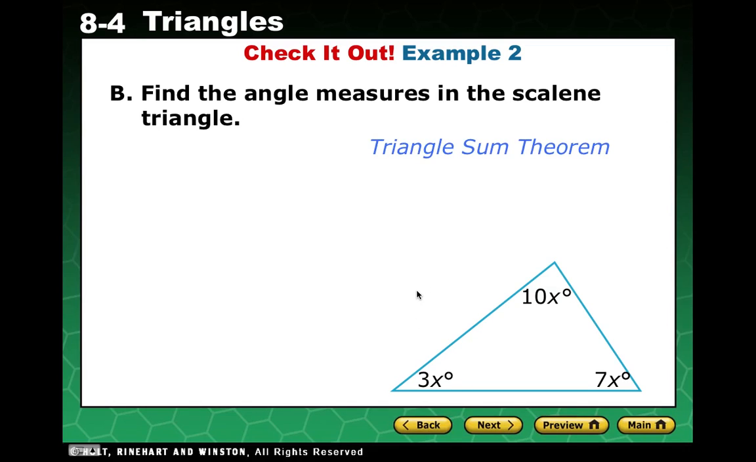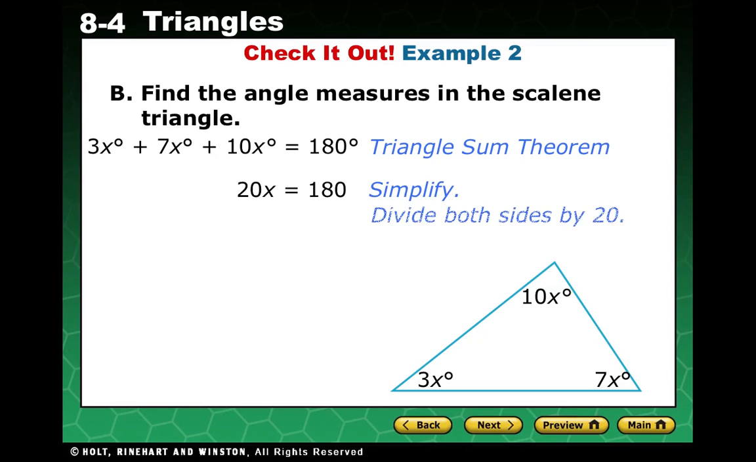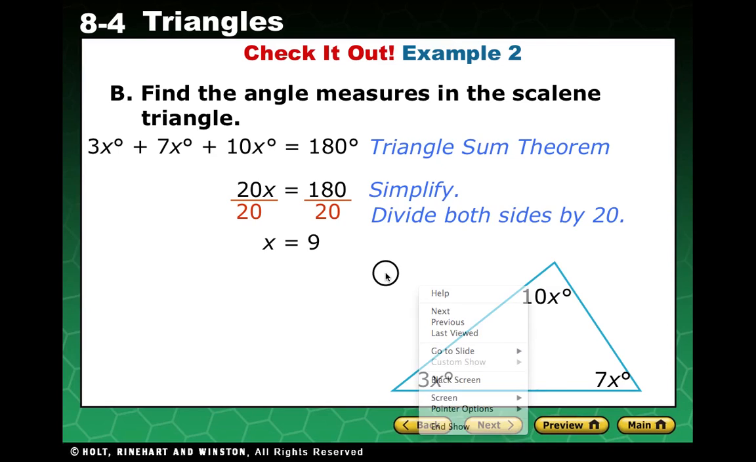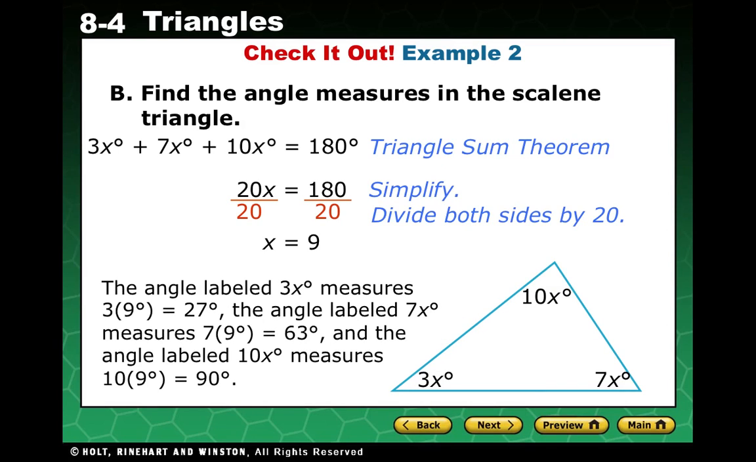Okay, a similar example again, using the triangle sum theorem. We'll add all three together to equal 180 degrees. We'll combine like terms and divide. So x equals 9. We'll use that 9 and substitute it into each of the angles: 10 times 9, 3 times 9, and 7 times 9, to get 27 degrees, 63 degrees, and 90 degrees.